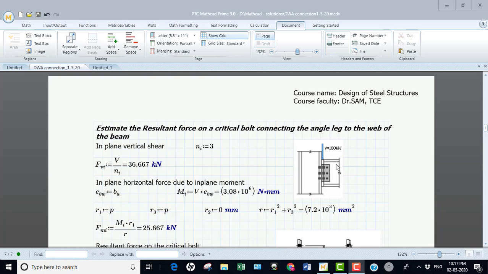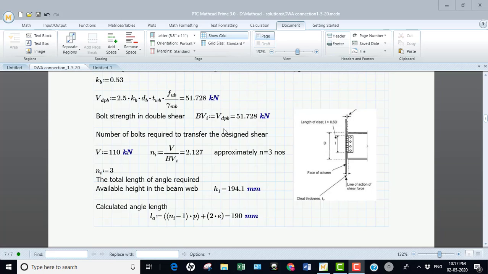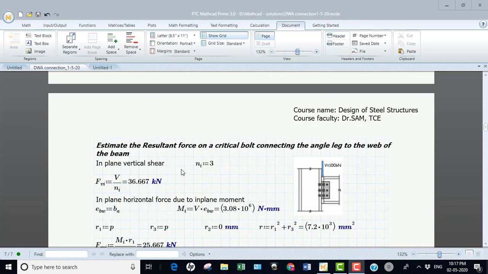So I'm going to see now. I got the capacity of the bolt in this bolt group as 51.728 kilonewton. I'm going to calculate the resultant force on this bolt group, that is, the bolt group in the in-plane rotation condition, that is the connection between the angle leg and the web of the beam. So here there are 3 bolts available.